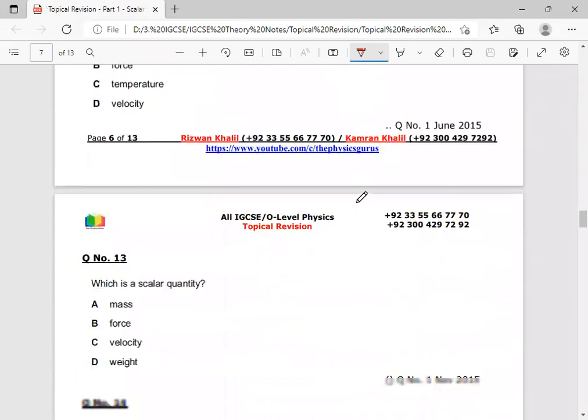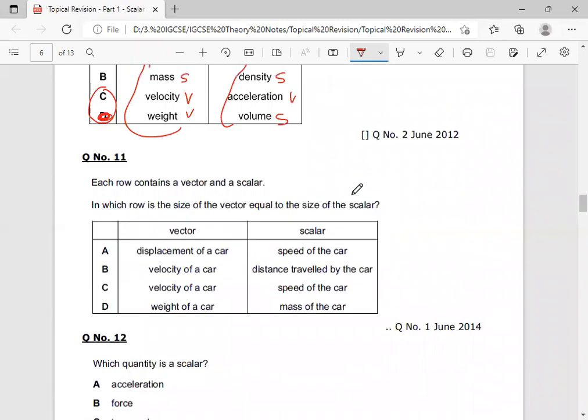Next MCQ. Each row contains a scalar and a vector. In which row is the size of the vector equal to the size of the scalar? Displacement and speed are different concepts. Velocity and distance, different concepts. Weight and mass, different concepts. So yes, velocity and speed are interlinked and are the same concept, except velocity has direction and speed has no direction. So option C is the correct answer.